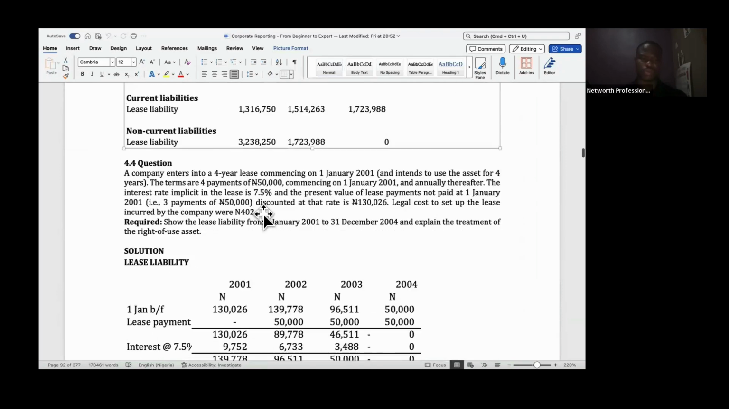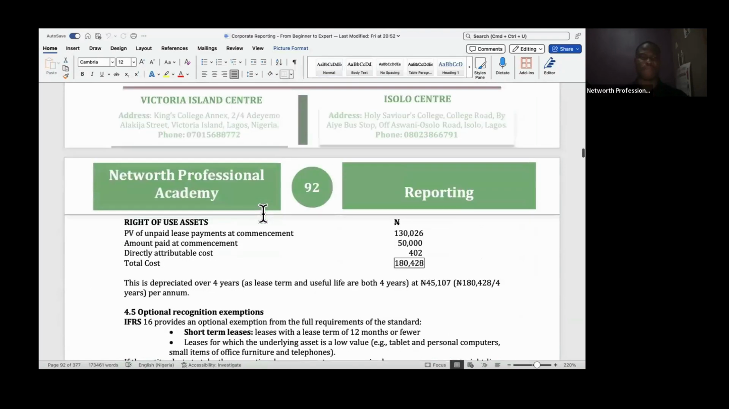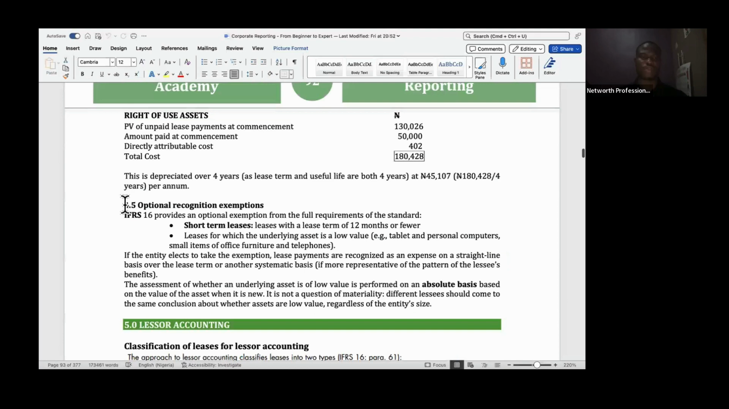And we saw some other questions. And I finalized our class last week by telling you that the idea of the lessee recognizing a lease liability and a right of use asset is a requirement, but not in all cases, because the standard gives optional exemption.